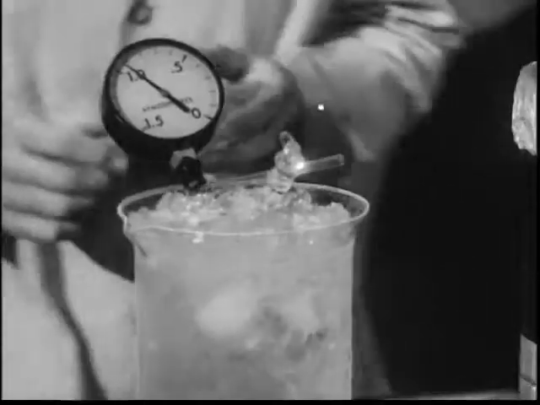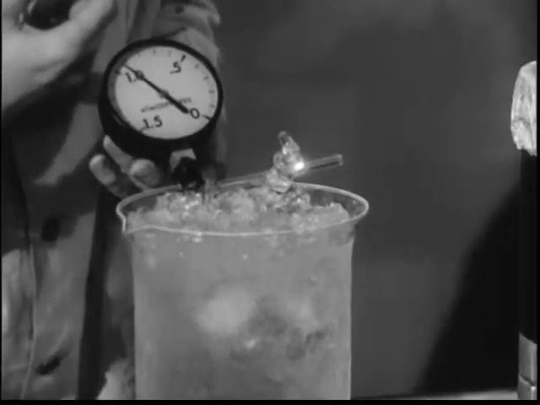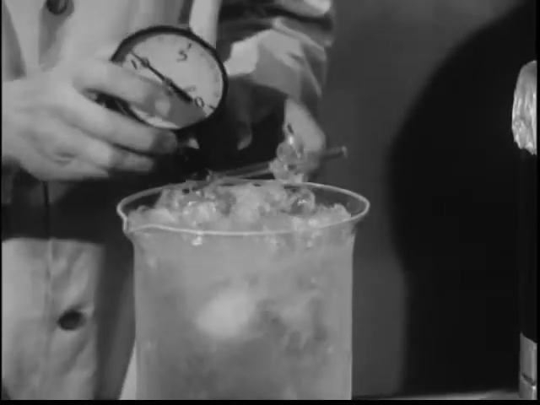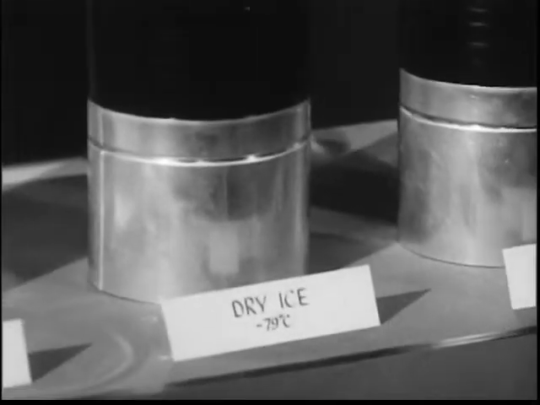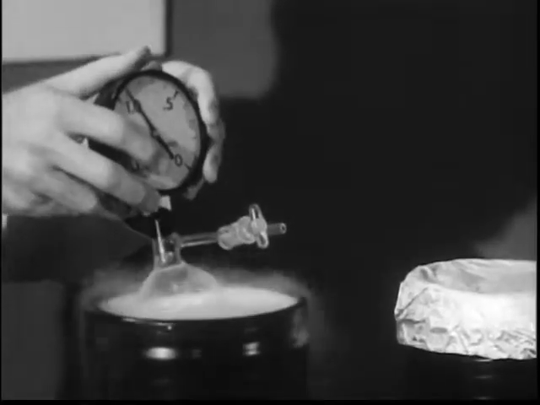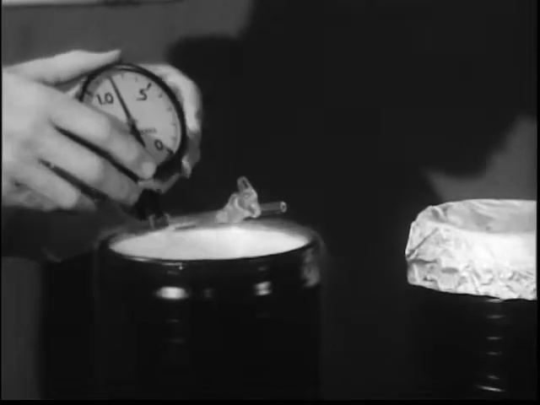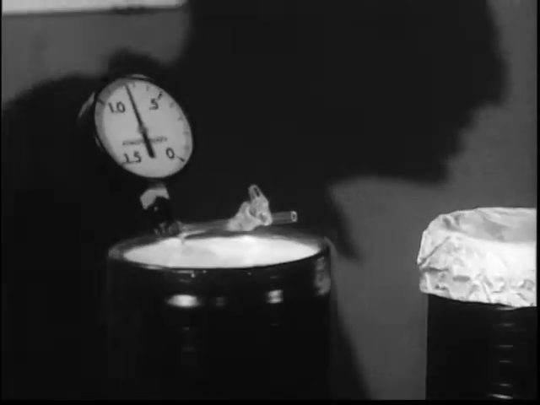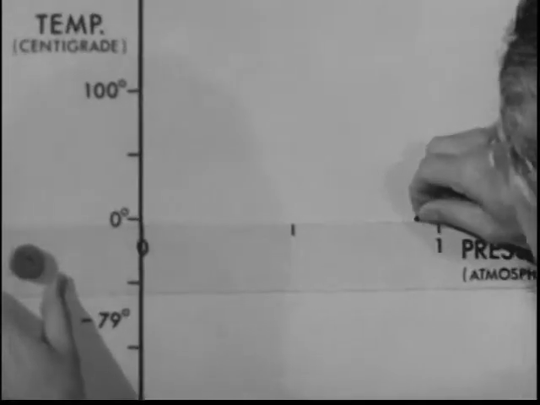Now let's record the data from the melting ice. The pressure in melting ice is 0.93 atmospheres. Let's take the container out and place it in dry ice at a temperature of minus 79 degrees centigrade. And again, while it sits, record our data. At 0 degrees, we get a point here.